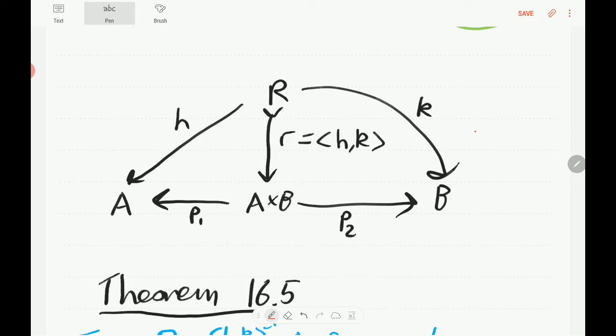And we're going to see shortly that these Mitchell-Bénabou language ideas can also be applied to understand things about co-products, co-equalizers, initial objects, and so on, basically the co-limits.